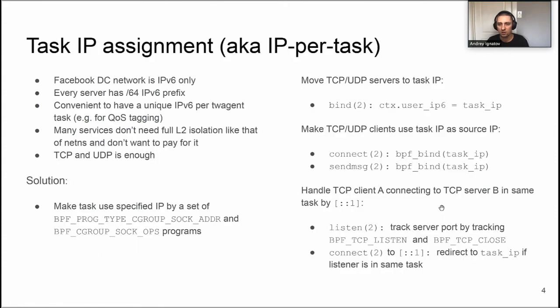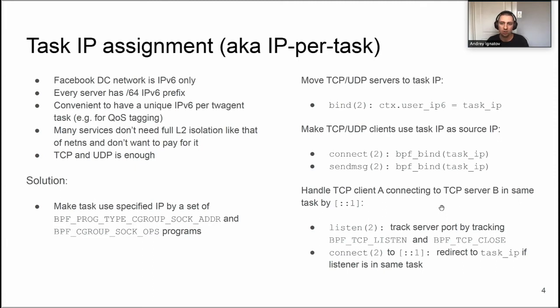Our DC network is IPv6 only. Every server has a /64 prefix, and we want to assign IP addresses from this prefix to our tasks. At the same time, many services don't need full L2 isolation and simply want a separate IP address. We handled it with a few cgroup-bpf programs.